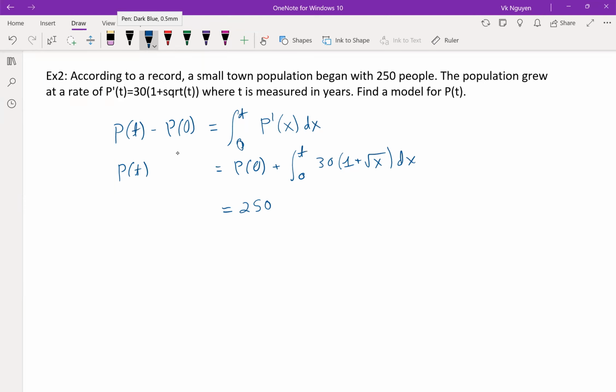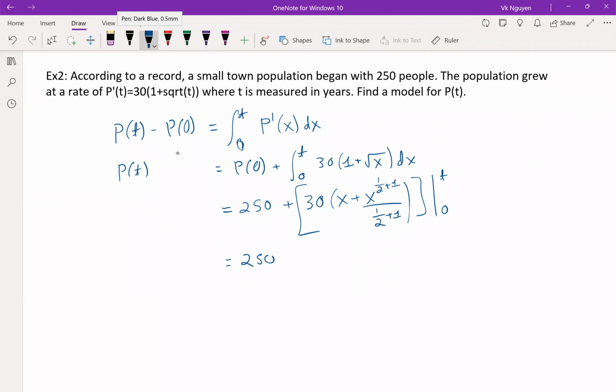And for this one, we just have to find the antiderivative. The antiderivative of 1 is x, so 30 x. The antiderivative of root x, which is x to the power 1 over 2, is x to the power 1 over 2 plus 1, over 1 over 2 plus 1. And evaluate this from 0 to t.